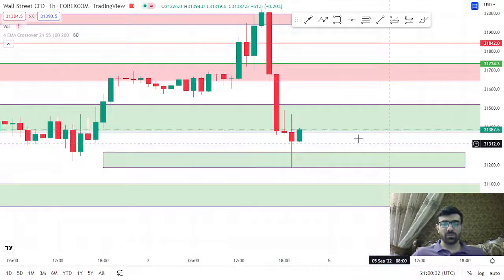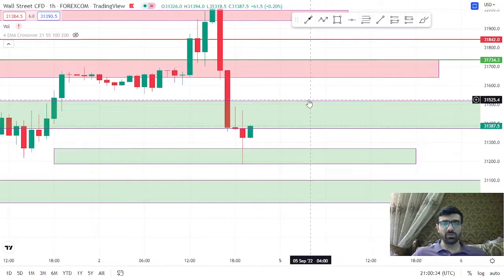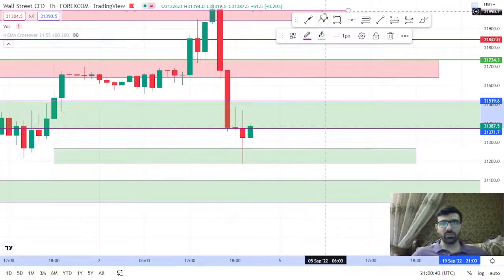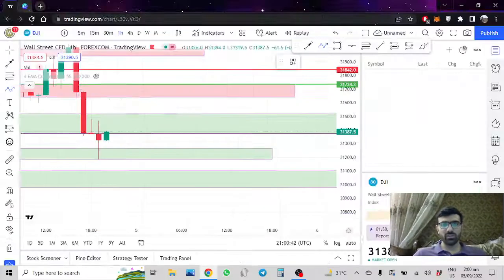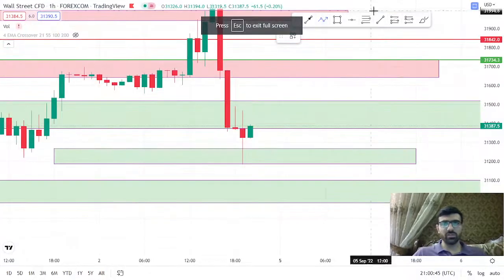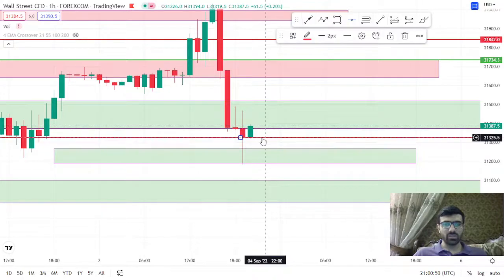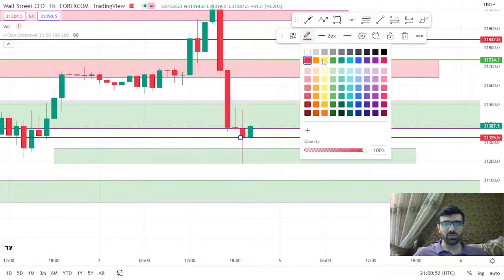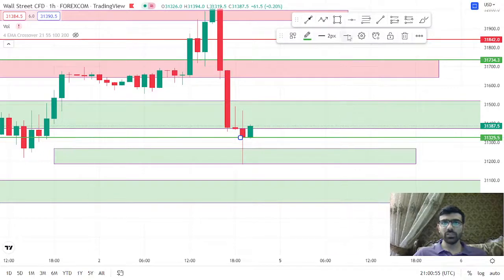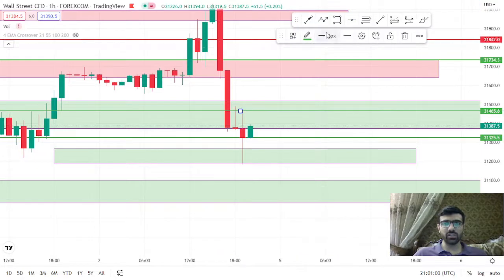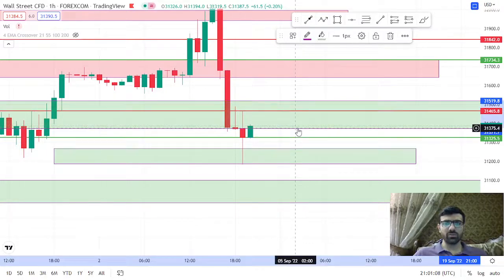Okay, so what I am going to look for is that this area is now an area of support, and now this area is an area of resistance. So what is going to happen is that this area is going to act as a support zone, and this other area is going to act as an area of short-term resistance.